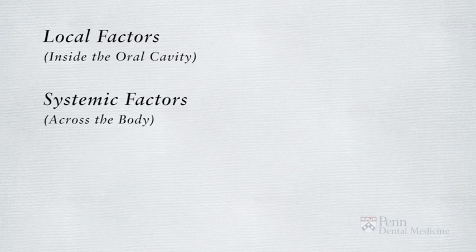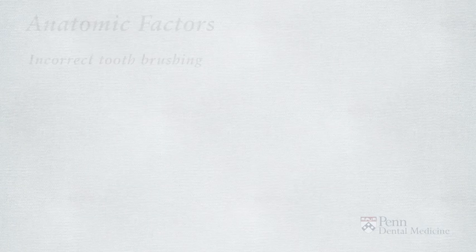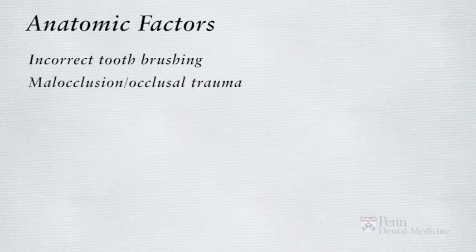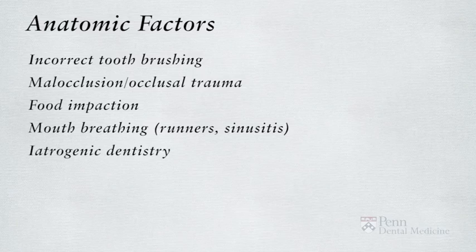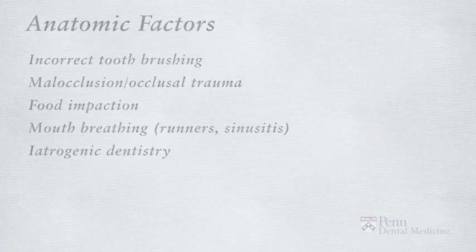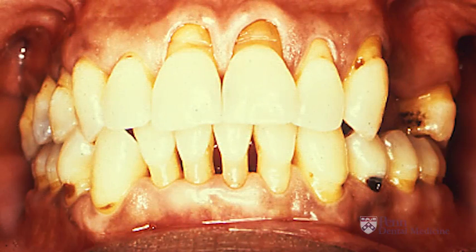The local factors include such factors as incorrect toothbrushing, occlusal trauma, food impaction, mouth breathing, and iatrogenic dentistry. In this image, you can see the result of incorrect toothbrushing resulting in tooth abrasion. Patients often brush teeth incorrectly with a very hard toothbrush, and this leads to gingival recession and wear facets exposing the roots of the teeth.